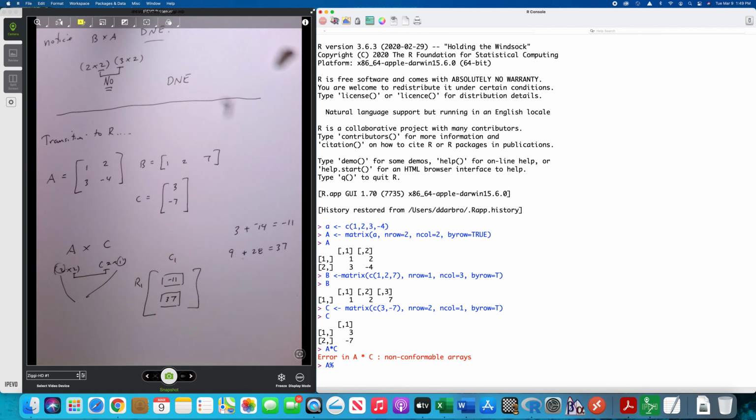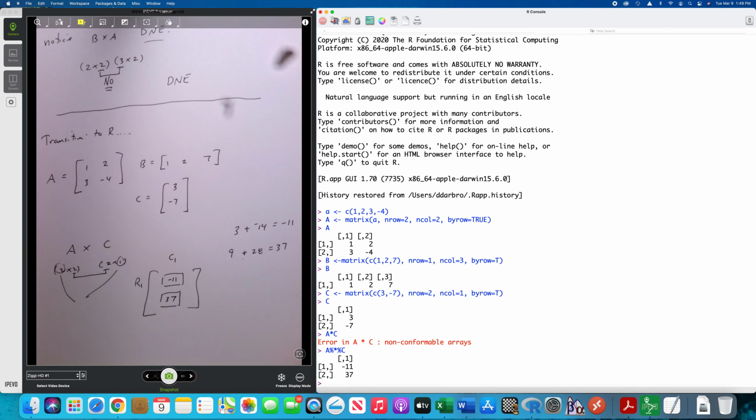So to multiply matrices in R, we use A, percent, asterisk, percent, C. So in this case, we get the product -11, 37, just as we were supposed to get. So really, really easy stuff.